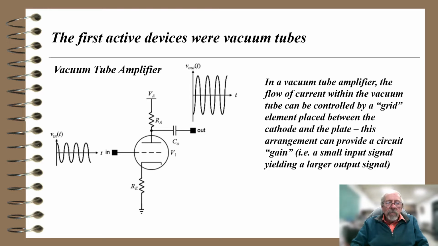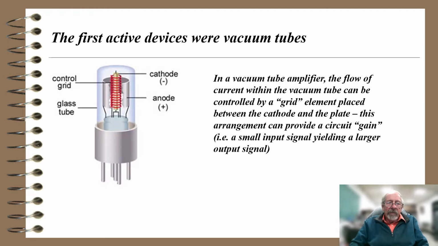What happens is this small grid voltage can cause a larger variation in the output voltage. Again, the flow of the current can be controlled by the grid element placed between the cathode and the plate. This arrangement can provide a circuit gain, a small input signal yielding a larger output signal. Vacuum tubes would actually have a characteristic they call mu for the gain, and mu very often is about 20 in a vacuum tube. So you get about 20 times the voltage output as you put in. Again, we're controlling the flow of current.